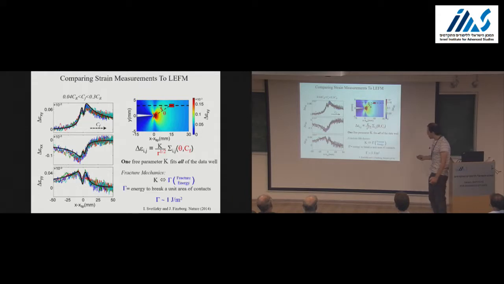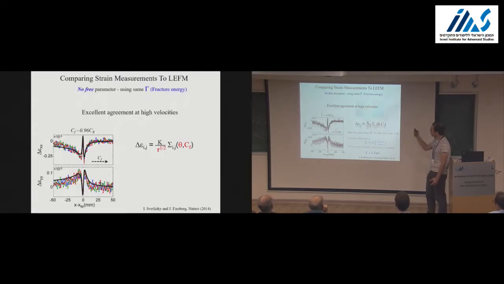Fracture mechanics relates the stress intensity factor K to the fracture energy gamma. Gamma is just the energy to break a unit area of contact, and which results in a value about 1 joule per square meter. Okay, so we've discussed slow ruptures. Those propagate at a small fraction of the Rayleigh wave speed. What about faster ruptures? This is an example of 96% of the Rayleigh wave speed.